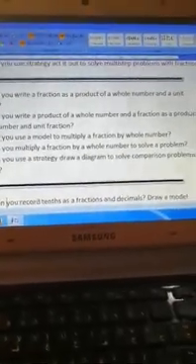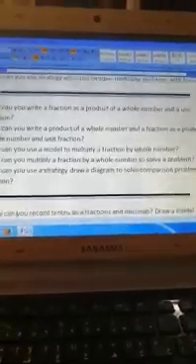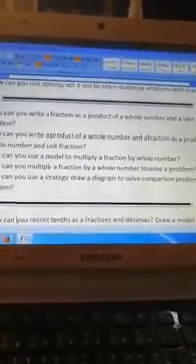Question number 3, how can you use a model to multiply a fraction by a whole number? Write any fraction and whole number, then multiply them, okay? But clarify your answer using a model, okay? You need to draw a model.